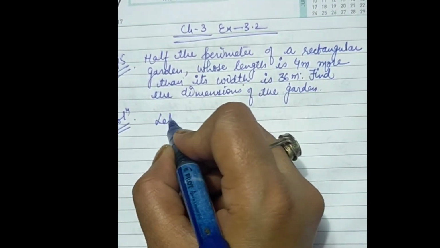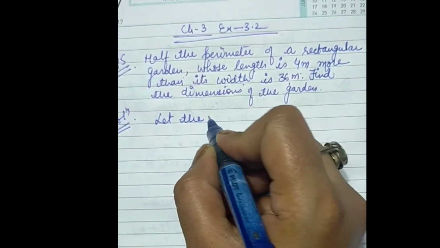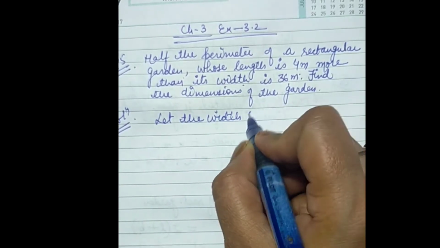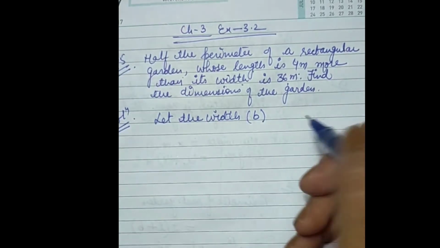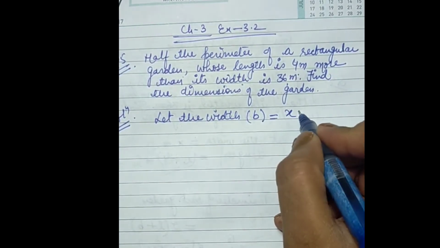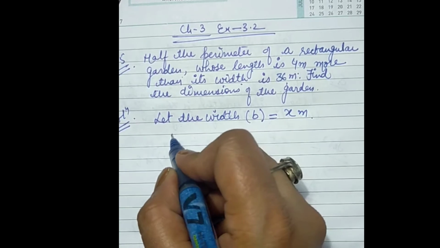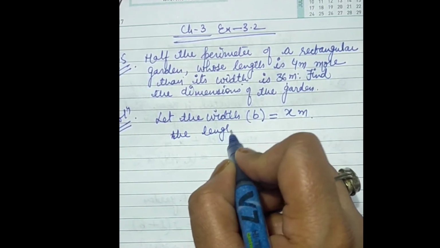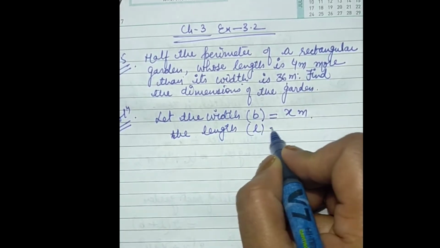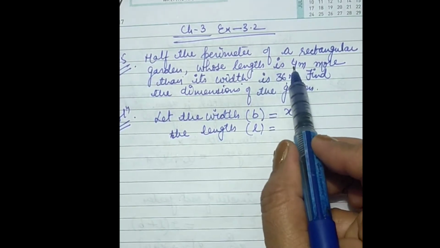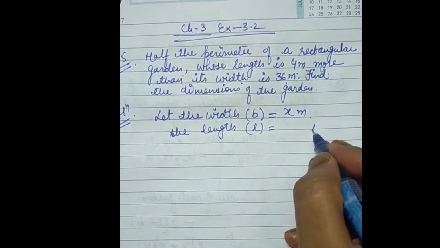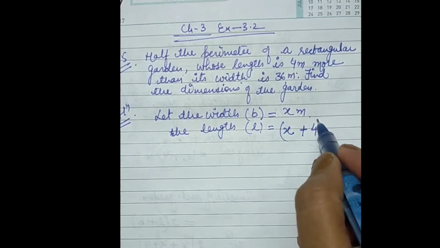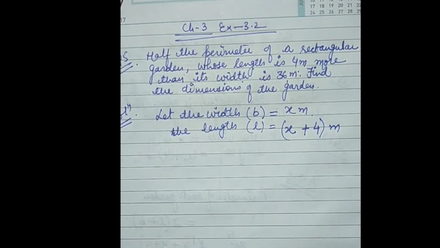So let's consider, let the width be, I am naming it to be B. Width is breadth actually. So x meter width, and the length is given to be how much? 4 meter more than its width. That means we got x plus 4 meter.